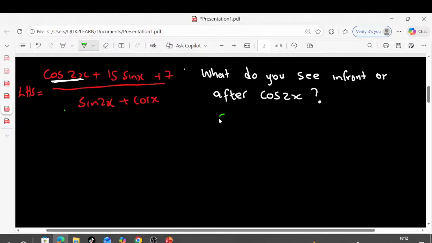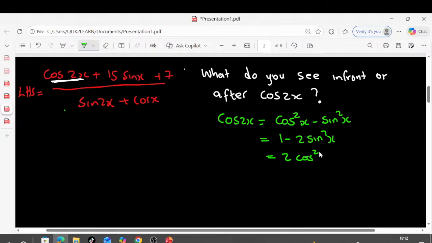We're going to put it down. Remember, the identity of cos 2x that we can use is cos squared x minus sine squared x. That's the first one, which is also equal to 1 minus 2 sine squared x, and it's also equal to 2 cos squared x minus 1. The challenge when we solve this type of question is to know when to use one of these identities. It's very important that you understand when we use one of these identities.